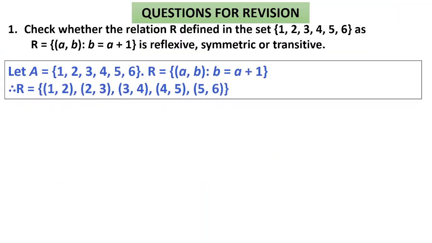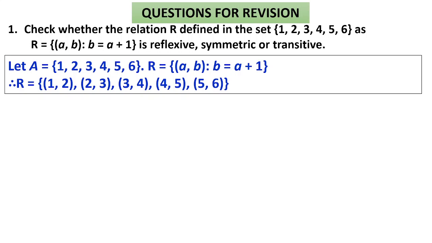Well, let us move on to questions now. We have to check whether the given relation A comma B, where B is equal to A plus 1, is reflexive, symmetric or transitive. Finite elements are there, 1, 2, 3, 4, 5, 6, or I am making them. A comma B, B is equal to A plus 1. Therefore, 1 comma 2, 2 comma 3, 3 comma 4, 4 comma 5 and 5 comma 6 are the elements.